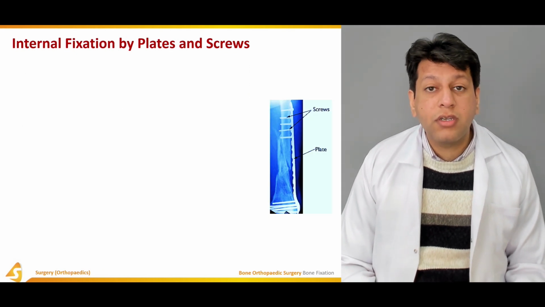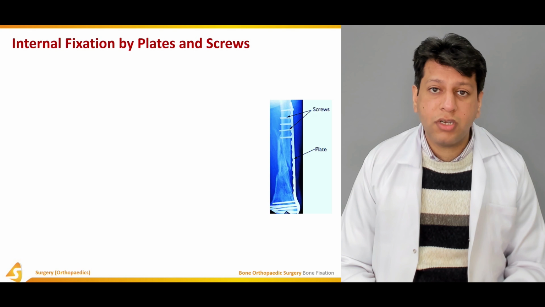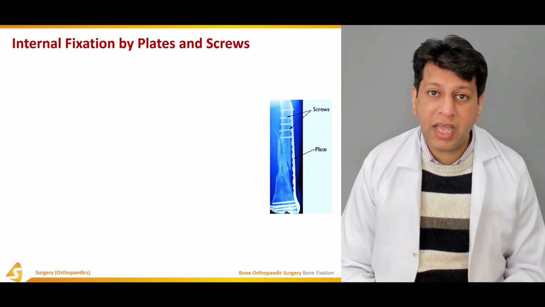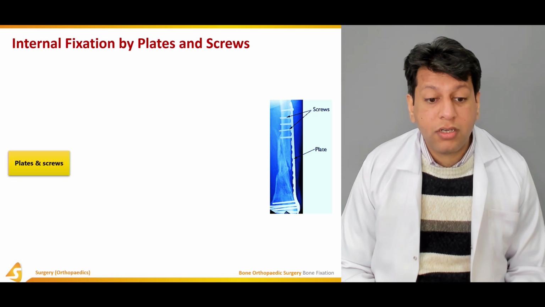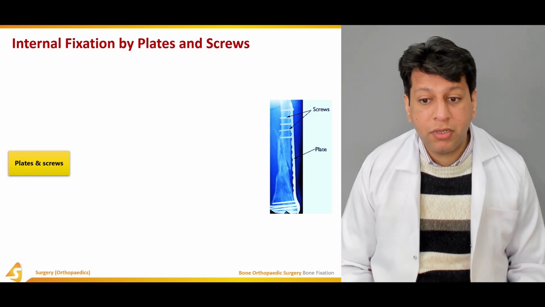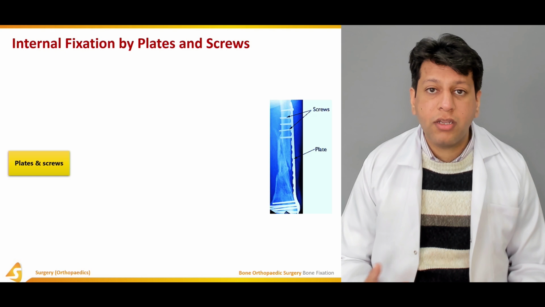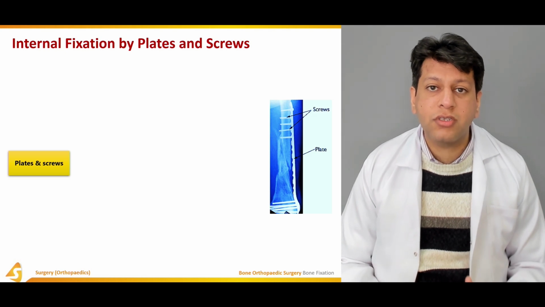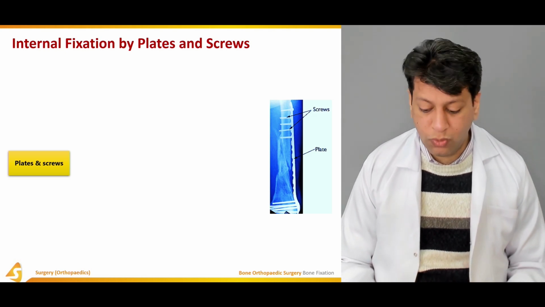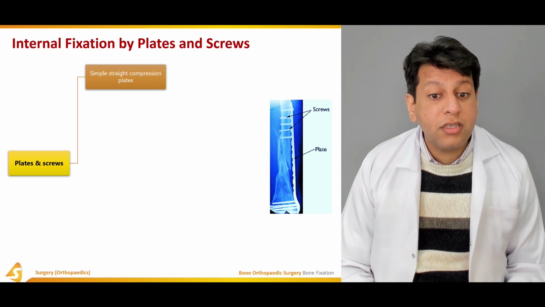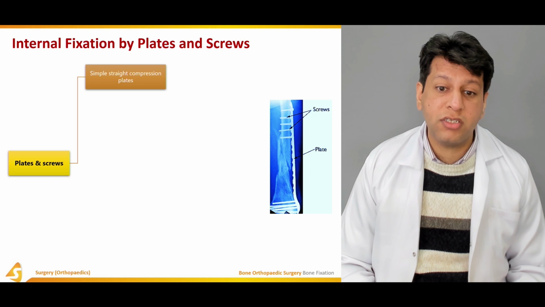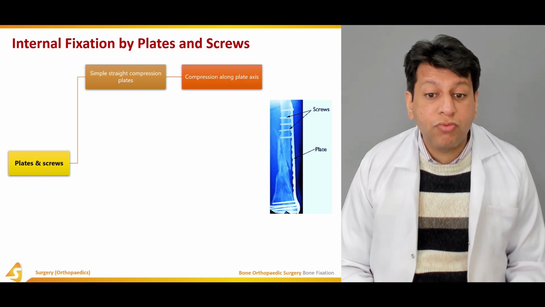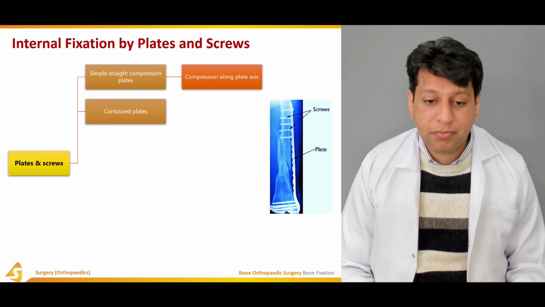Now coming to internal fixation, I've discussed the general simple screws, we've discussed the lag principle, and now we are moving on to the plates. What are the different types of plates which are available, and how can we apply these plates for osteosynthesis and internal fixation of the bone? These could be straight simple compression plates, usually called dynamic compression plates or DCPs, which can be used for compression along the plate axis.